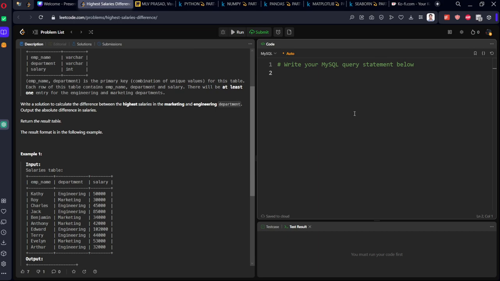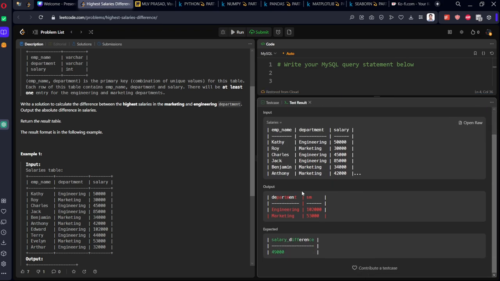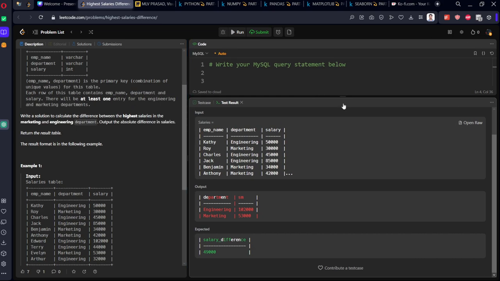Okay, let's get this from salaries, group by department, and let's try to get department and maximum of salaries, as maximum of salary as SM. Okay, let's see what is the salaries first of all. You can see engineering 10 something, marketing something, it is there. Now what we want? The difference between these two things.